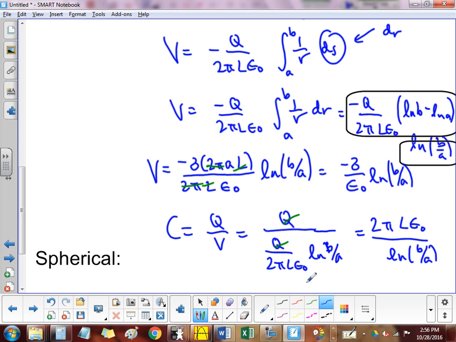Okay, that's for the cylindrical capacitor, and it includes things that we would know, like the L. We would know the length of our capacitor. By the way, the L is truly the length of the capacitor, right? B and A, we wouldn't know it when we buy a capacitor, but if we design a capacitor, we would know the distance, the radii B and A.